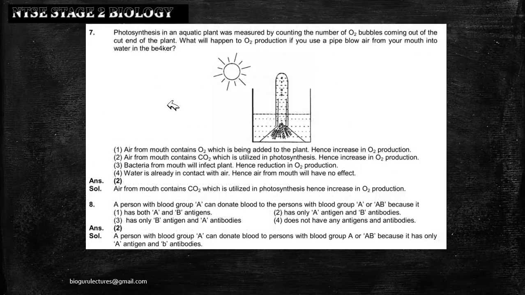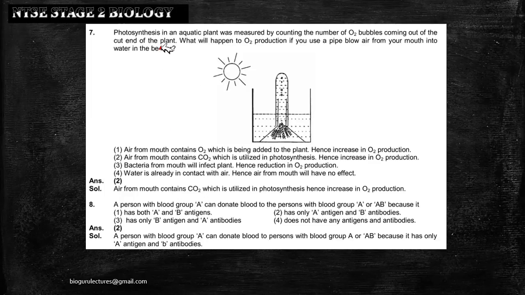Next, question 7. Photosynthesis in an aquatic plant was measured by counting the number of O2 bubbles coming out of the cut end of the plant. What will happen to O2 production if you use a pipe to blow air from your mouth into water in a beaker? Sorry, there is an error.